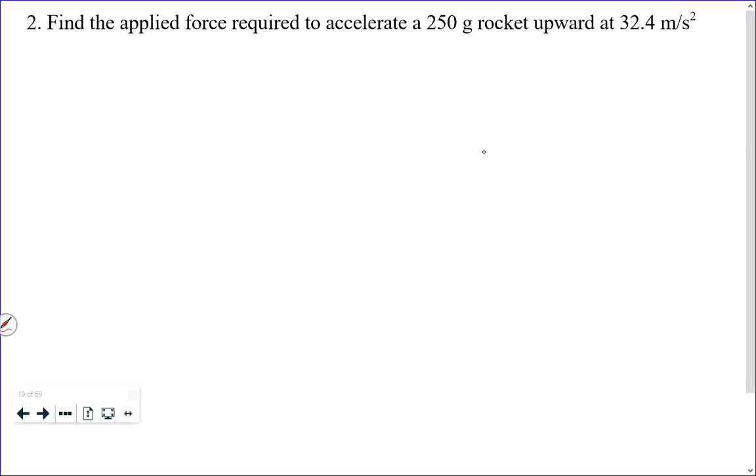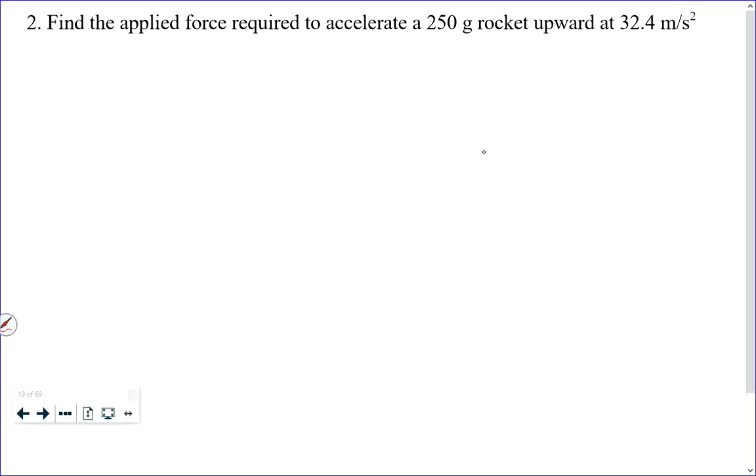You get this on an exam and you get 8.1 newtons, which is what I'm guessing everybody got. Most of you, maybe you don't want to admit it, you went ma, right? That is not the answer to this question, because you're not asked to find the net force, you're asked to find the applied force.